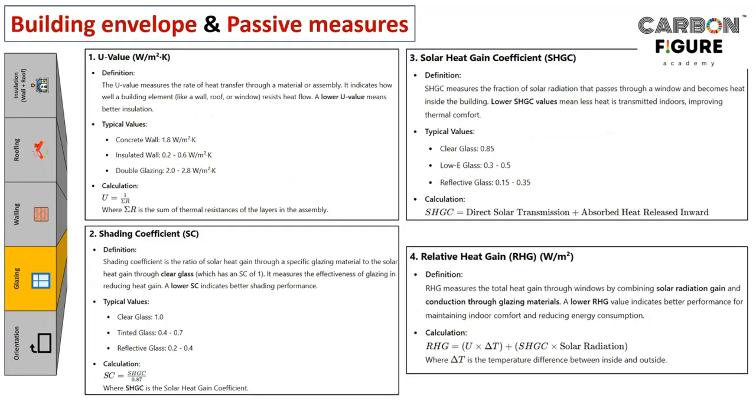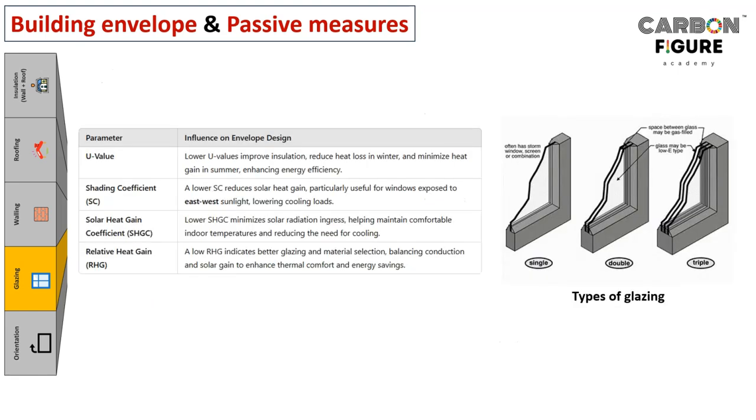So within the context of glazing, these are the different parameters we should understand, because while choosing the glazing system, these are the values that are going to play a role, right? Based on your requirement, you should be able to choose between high U value, low U value, high shading coefficient, low shading coefficient, relative heat gain, solar heat gain coefficient. These are very important terms, right?